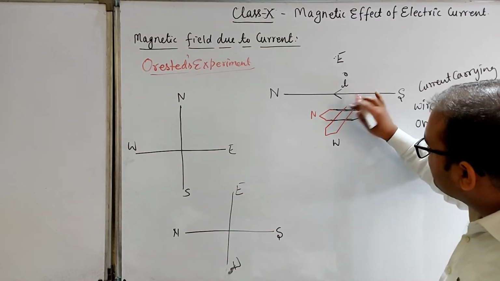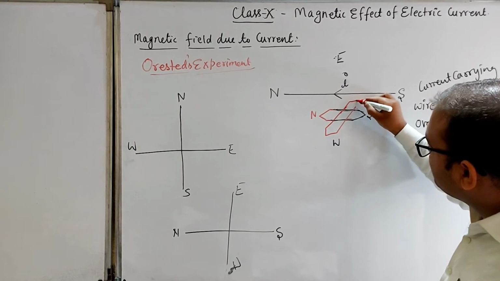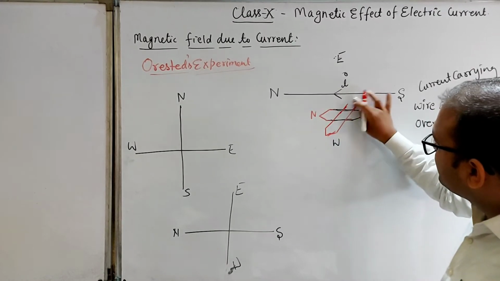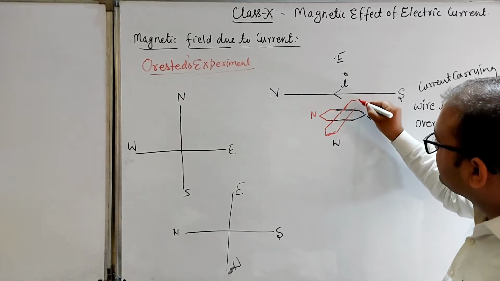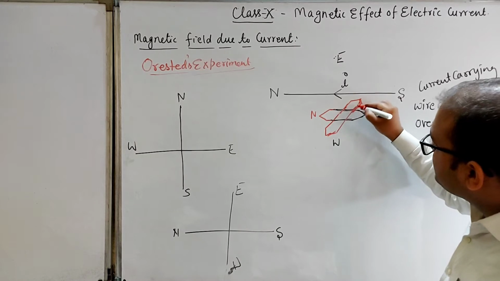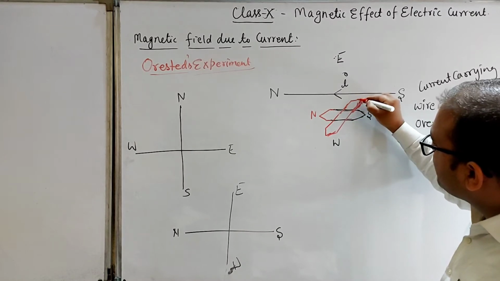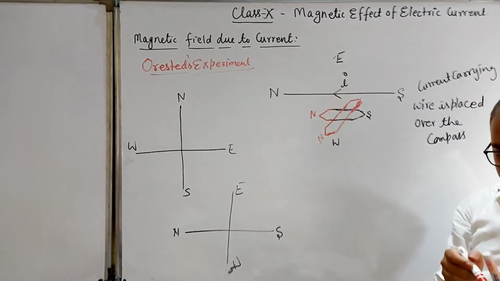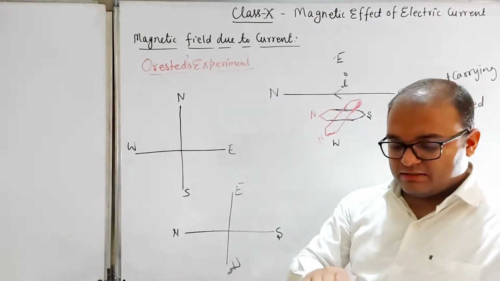Suppose this is the deflection in the compass needle. I am making this one. You can make the diagram properly. Suppose this is the deflection in the compass needle, meaning north is deflected towards the west. You can understand what will happen by this.